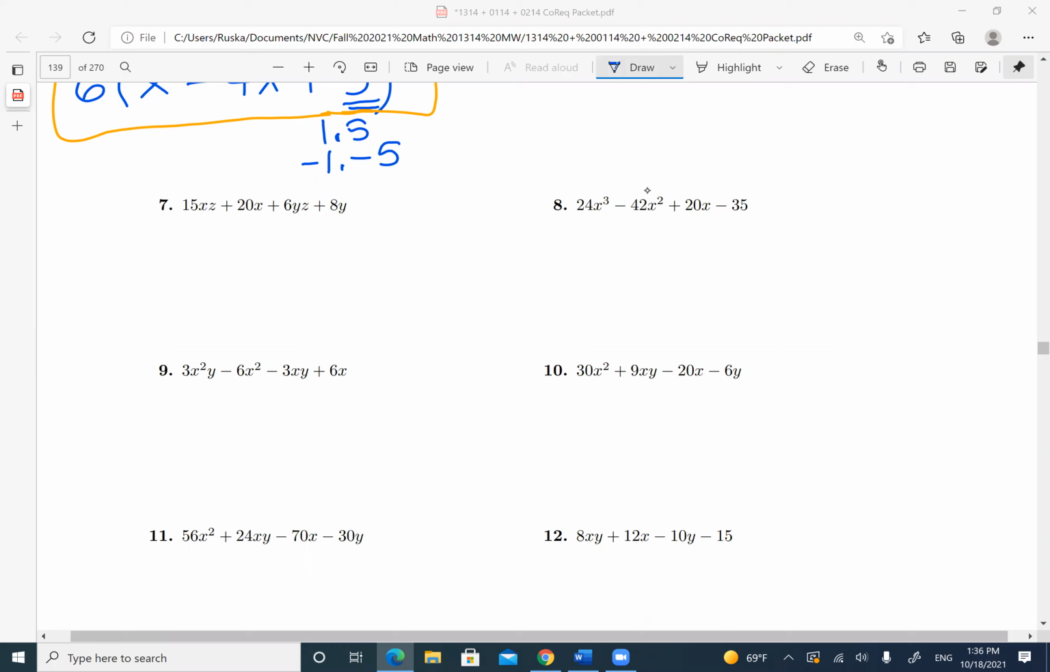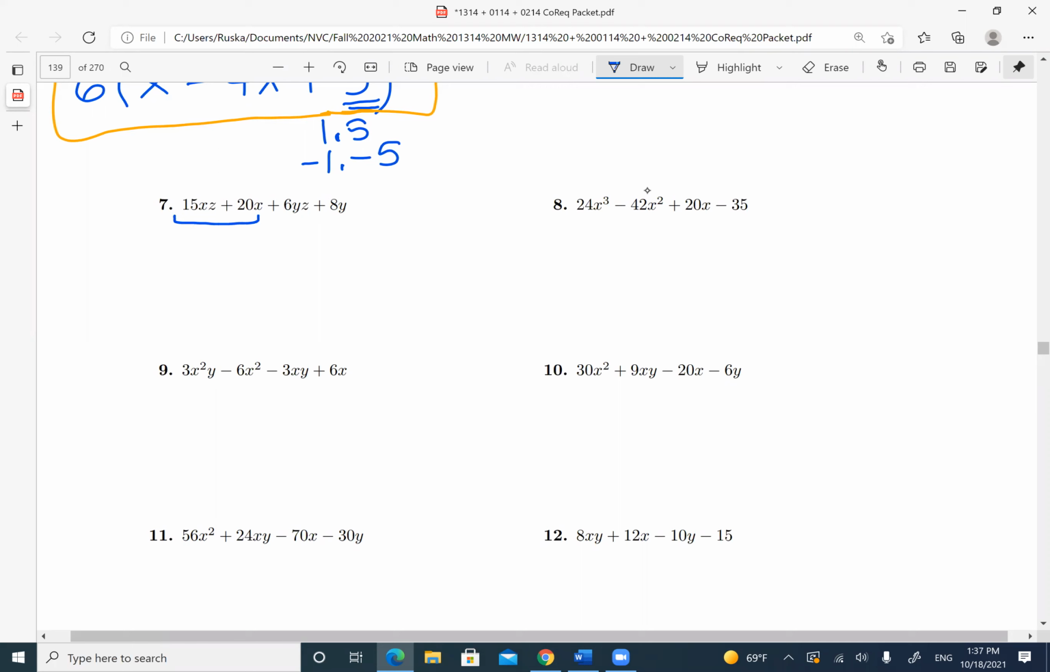Okay, let's do 7. Looking at the numbers 15, 20, 6, and 8, they don't have anything divisible by all of them together, right? Because 15 is divisible by 3 and 5, and 8 is divisible by 2 only. It's not divisible by 3, so you can't do that. Looking at the x's, they don't have anything in common together. But if you don't have anything in common, you're going to look at what they have in groups. So I'm going to do factor by grouping.